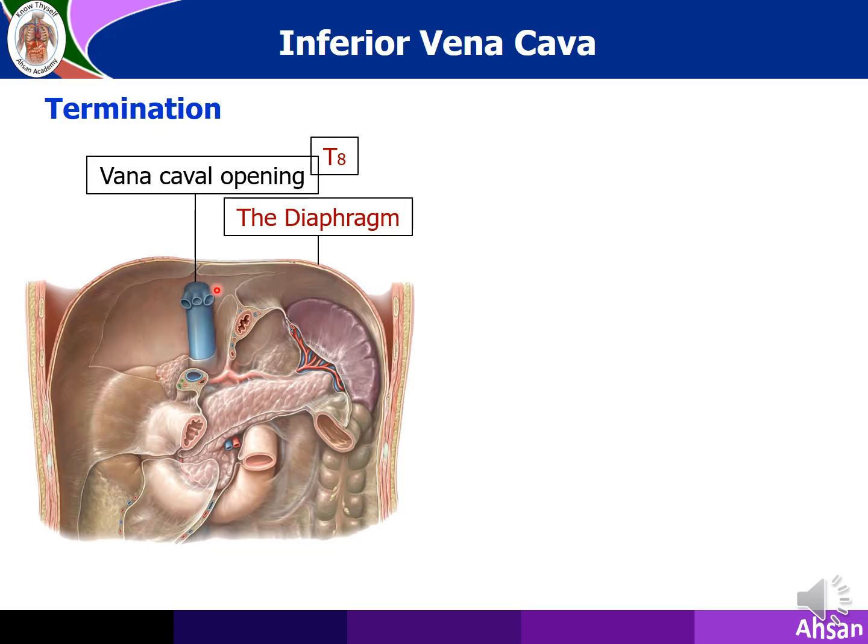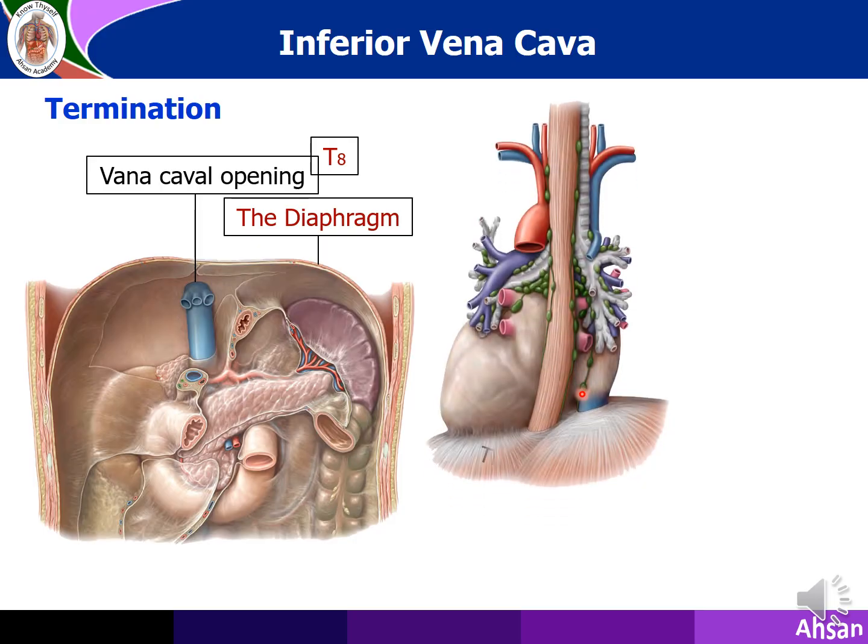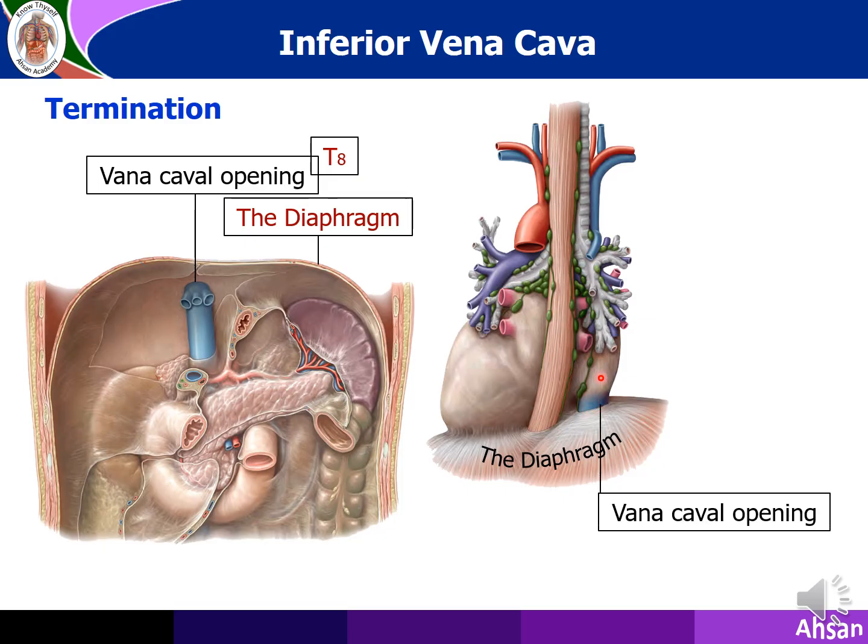This is at the level of the eighth thoracic vertebra. See, the aortic one is at the 12th level. So after passing through this vena cava opening, it has a very short course in the thorax and opens into the heart. This is the right atrium of the heart.